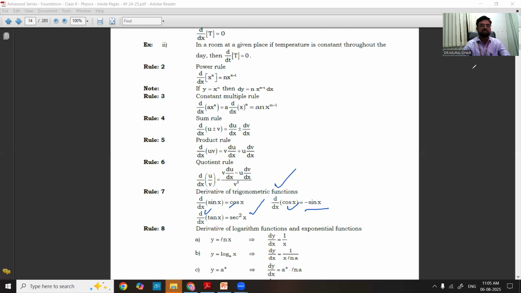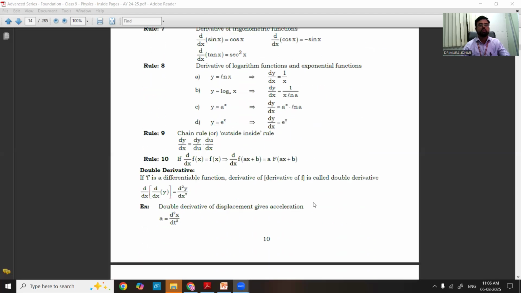For the first 3 functions, if y is equal to sin x, then the derivative of sin x is cos x. Derivative of cos x is minus sin x, whereas the derivative of tan x is secant square x. Right? Very important for the derivatives of trigonometric functions.